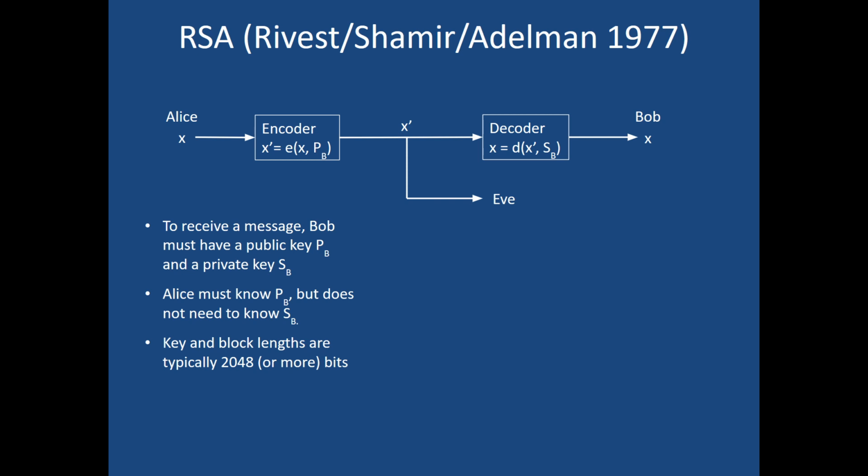It's part of it. Keys are usually pretty long. Nowadays, 2048 bits or more. In the past, they were shorter. But as computers get faster, the bit lengths have to get longer.